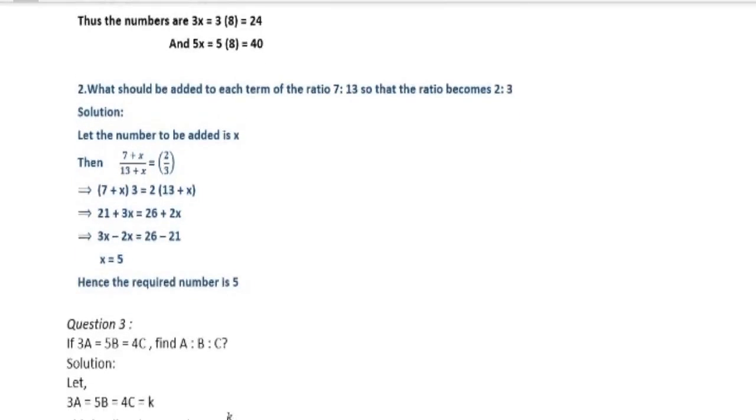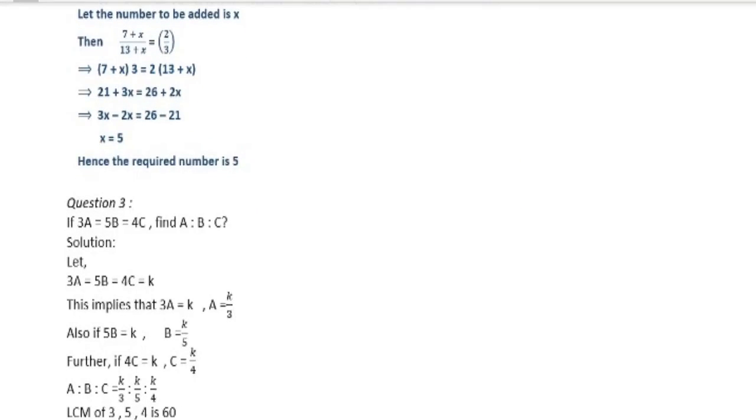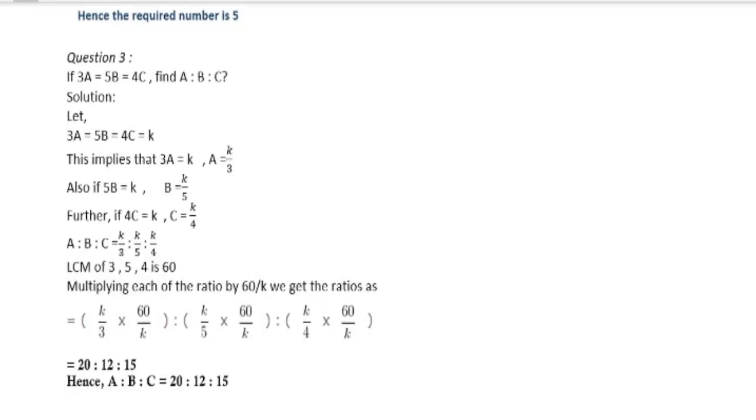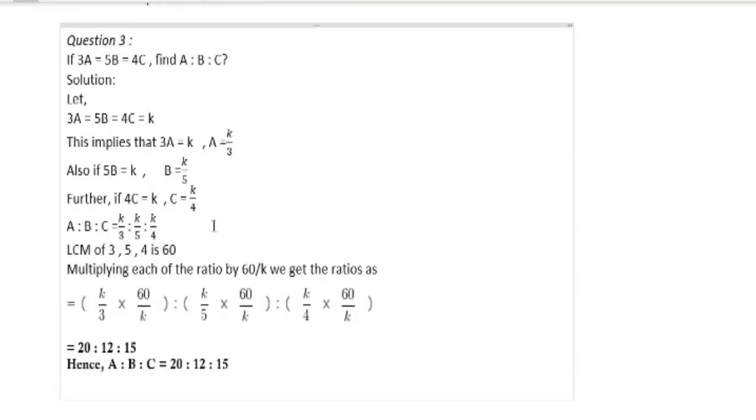Now another question, question number 3. If 3a equal to 5b equal to 4c, find a is to b is to c. Here we have been given a relation. 3a is the same as 5b, equal to 4 times c. 3a means 3 times a, 5b means 5 times b, 4c means 4 times c. These three quantities are equal.